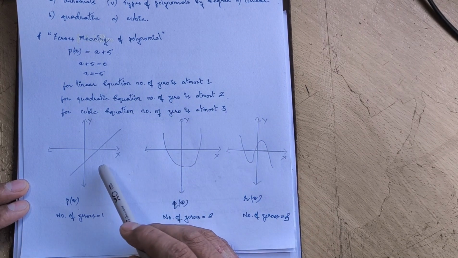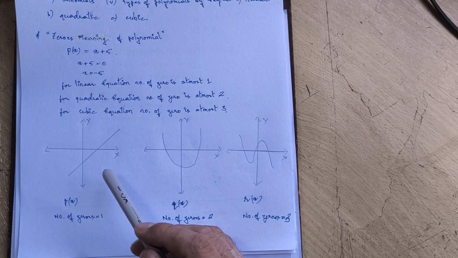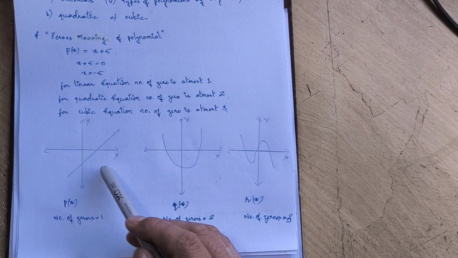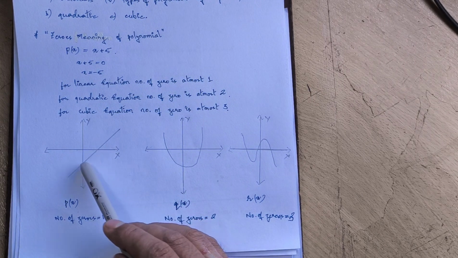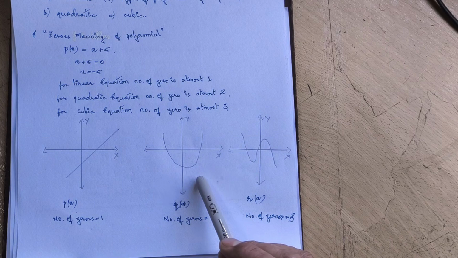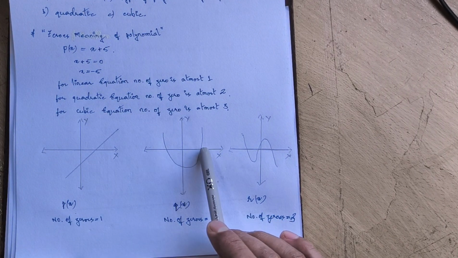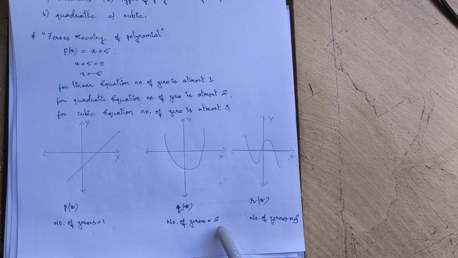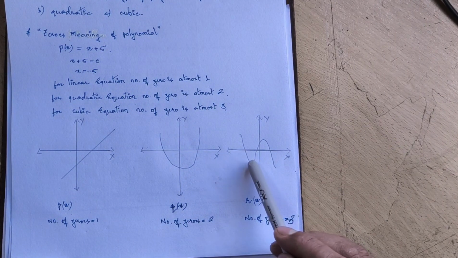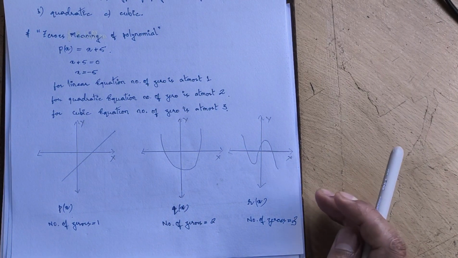Now let's understand the number of zeros with the help of graphs. In the first graph, we see that the number of zeros is 1. Why is it 1? Because the graph of the equation is cutting the x-axis at one point, therefore its number of zeros is 1. In the second graph, the graph of the equation is cutting the x-axis at 2 points, therefore its number of zeros is 2. And in graph 3, the graph is cutting the x-axis at 3 points, therefore its number of zeros is 3.